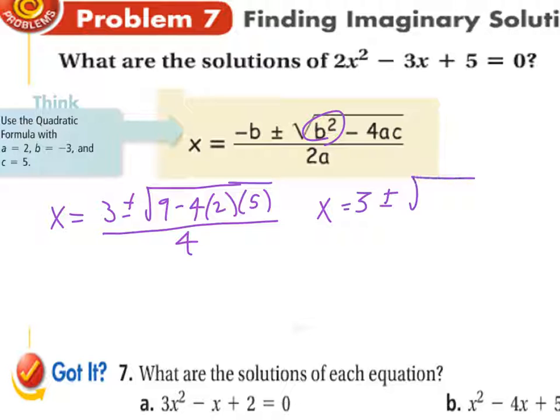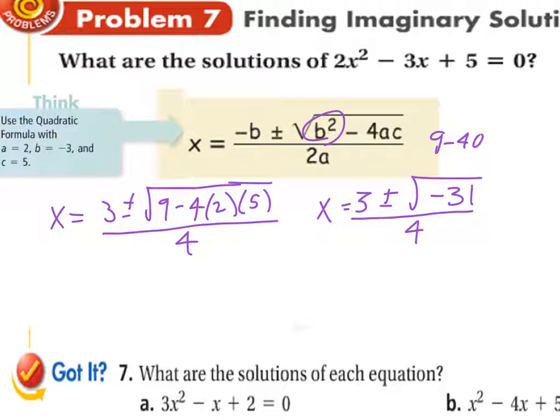3 plus or minus the square root. Okay, so 9 minus, let's see, 4 times 2 would be 8, times 5 would be 40. So 9 minus 40, which is negative 31. That is not a nice number. Really not much we can do here.